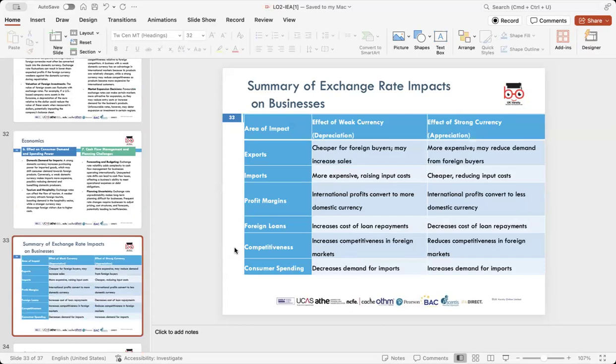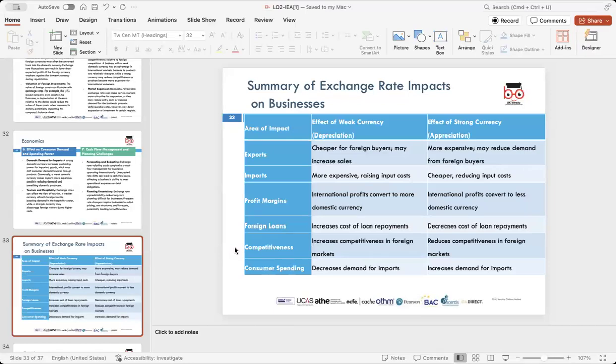So here is the summary of exchange rate impact on businesses. Exports: cheaper for foreign buyers, which may increase sales; more expensive, which may reduce demand from foreign buyers. Effect of strong currency. Imports: more expensive, raising input costs; cheaper, reducing input costs. International profit converts to more domestic currency; international profit converts to less domestic currency.